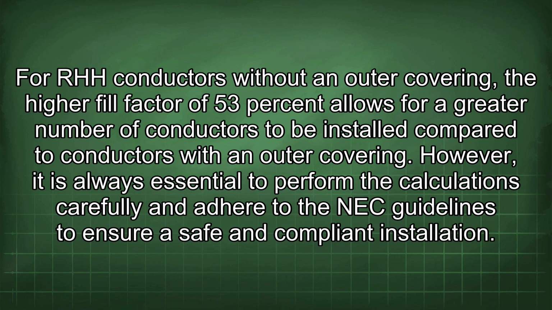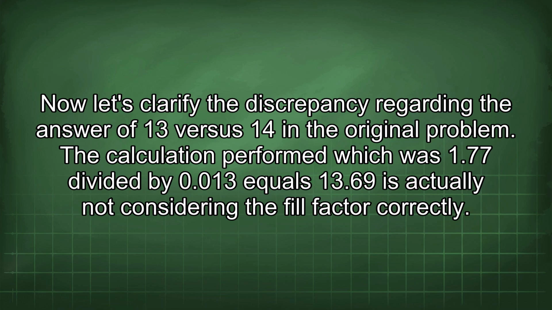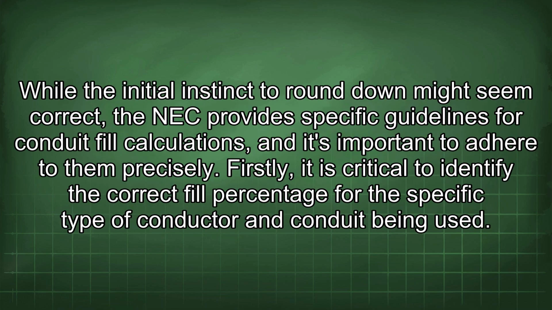Now let's clarify the discrepancy regarding the answer of 13 versus 14 in the original problem. The calculation performed, which was 1.77 divided by 0.13 equals 13.69, is actually not considering the fill factor correctly. While the initial instinct to round down might seem correct, the NEC provides specific guidelines for conduit fill calculations, and it's important to adhere to them precisely.